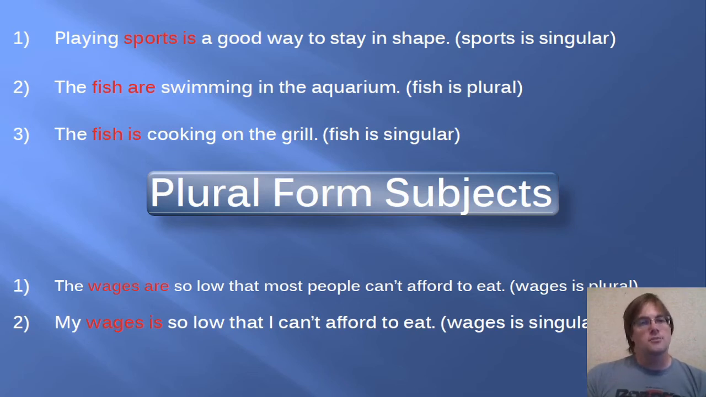And now let's look at number 3. The fish is cooking on the grill. You probably just have one fish that's cooking on the grill, because that's probably all you would need for dinner. And now on the bottom we have number 1. The wages are so low that most people can't afford to eat. Wages would be plural in this case because it's going with the word people. My wages is so low that I can't afford to eat. In this case, the wages would be singular because you're just talking about yourself with the word I.